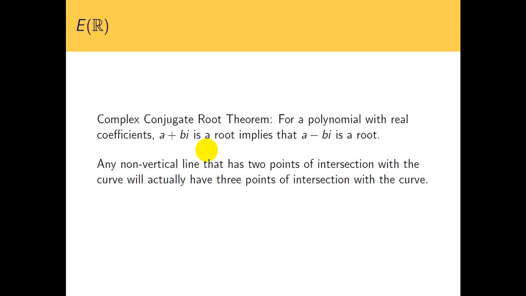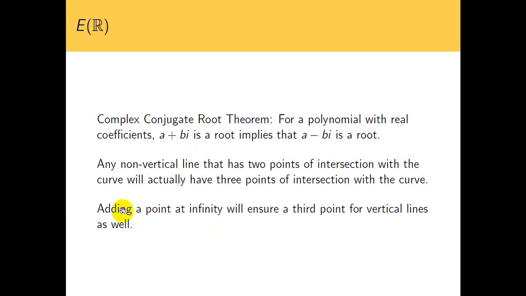So that's why any non-vertical line, if it has 2 points of intersection in real coordinates, it's going to have 3 points. So that's just a little detail why the geometric group law makes sense. And so what we do for vertical lines is we add that point at infinity. That's where that's going to come in.